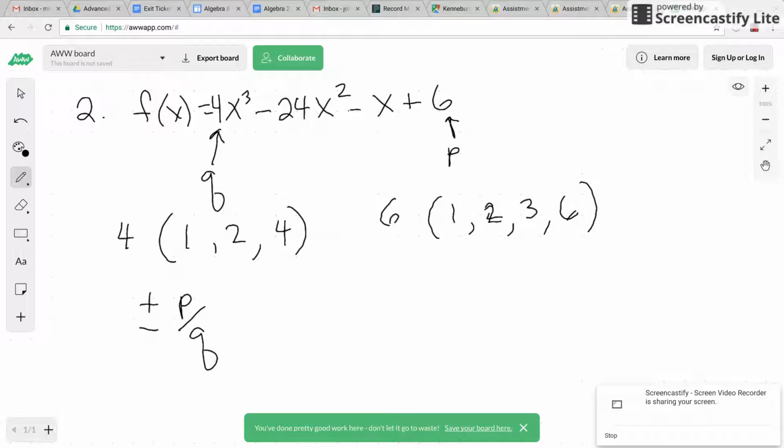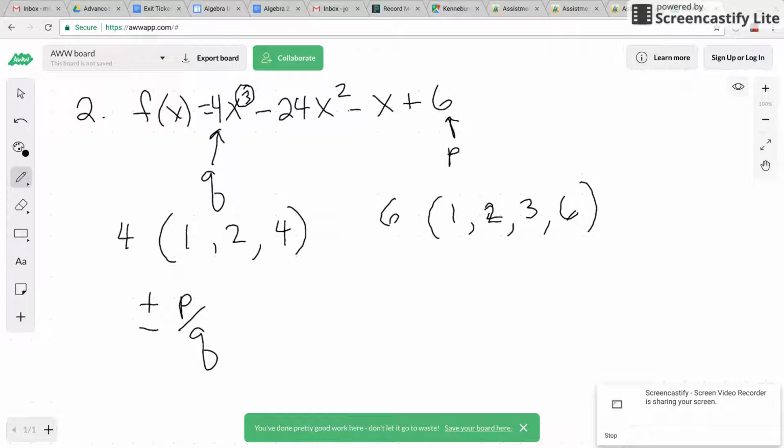So this is question 2. I'm asking you to list all possible rational zeros of this function and then determine which, if any, are actual zeros. So we know, because this is a cubic, that there is a potential of 3 real zeros.